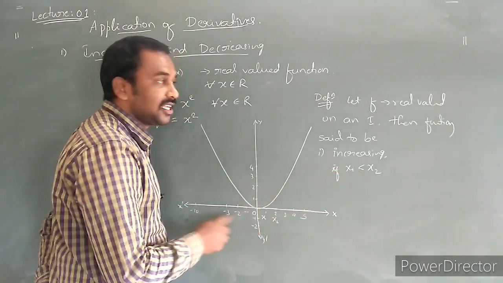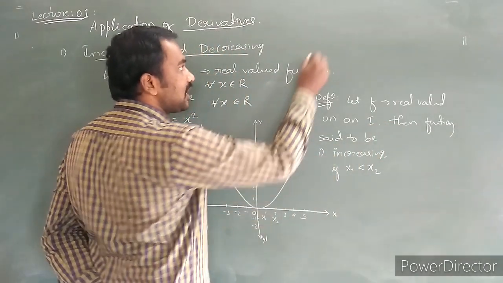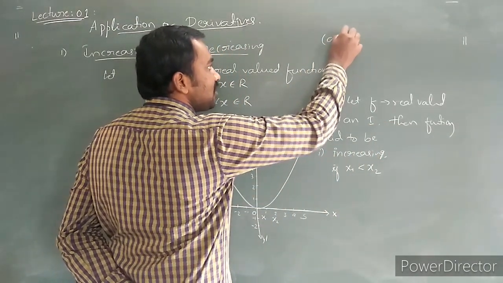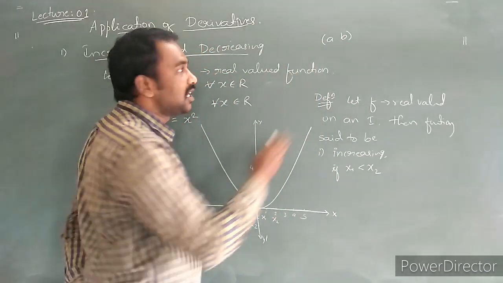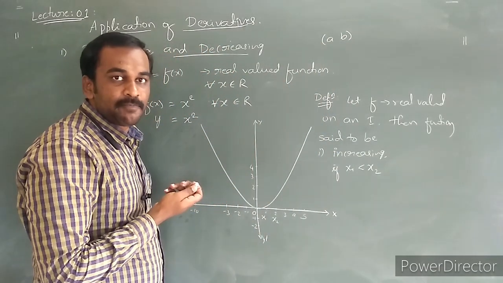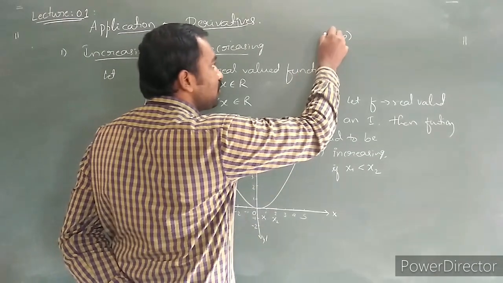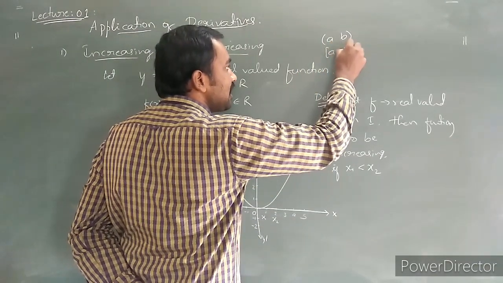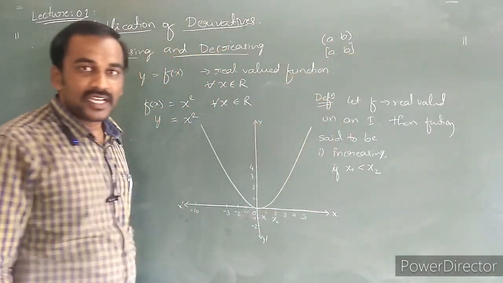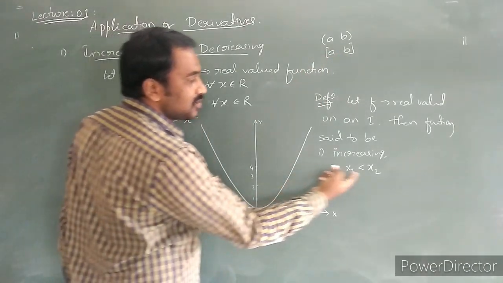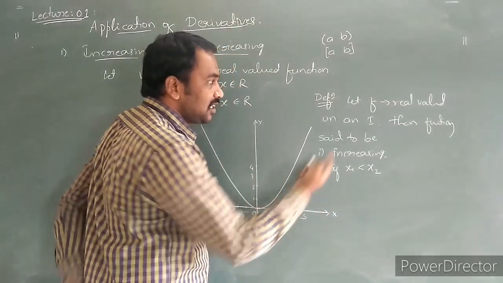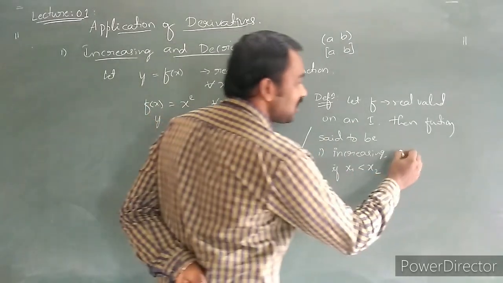Like that, I am just taking an interval, which we already know. Suppose a comma b is a subset of the real numbers. A and b are any real numbers. In an open interval, the end points are not included. If you consider a closed interval a comma b, then the end points are included. Obviously, it is a subset of the real numbers. So in this interval, these two values belong.